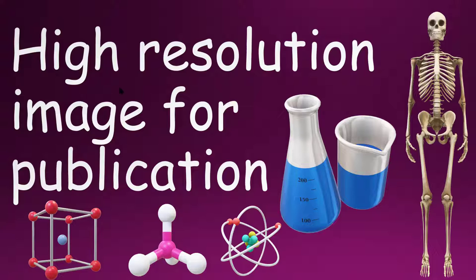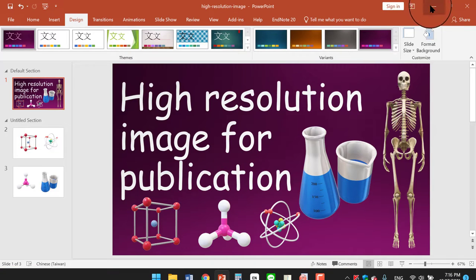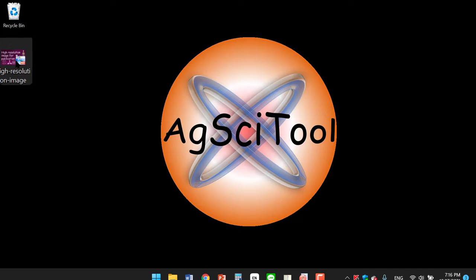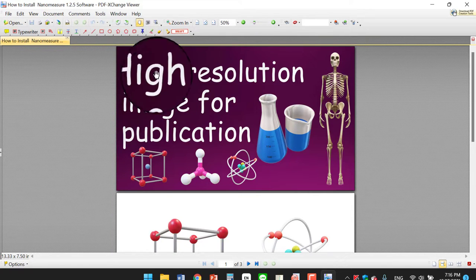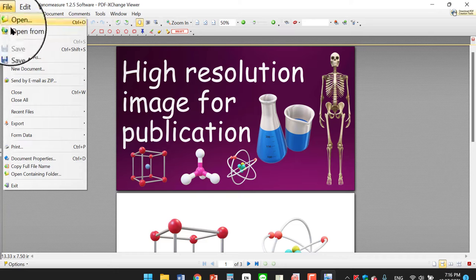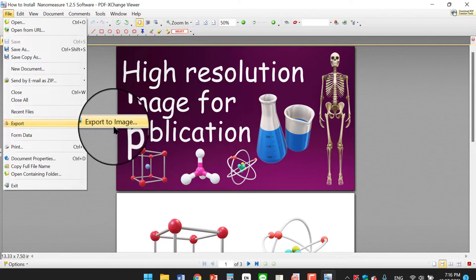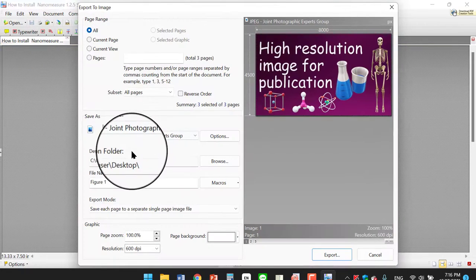In this video, we will see how to create a high resolution image for publication. So first thing you need is a PDF file. You can open the PDF file in PDF Exchange Viewer. Then go to the File menu. Click on Export, Export to Image.